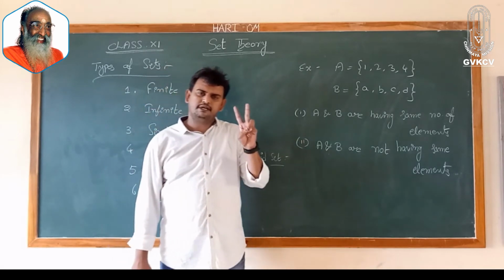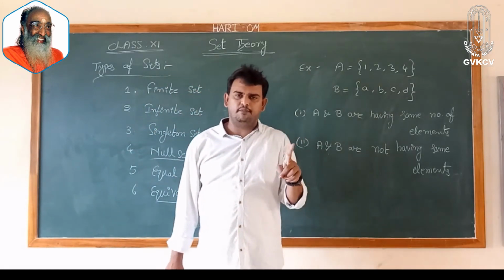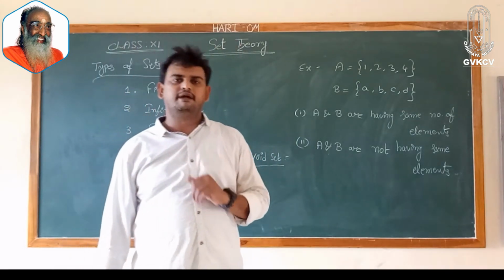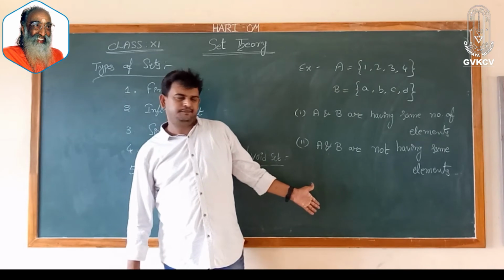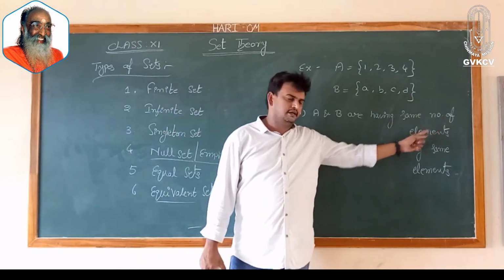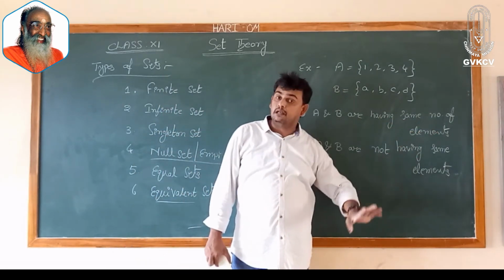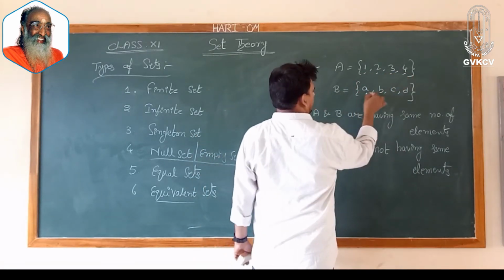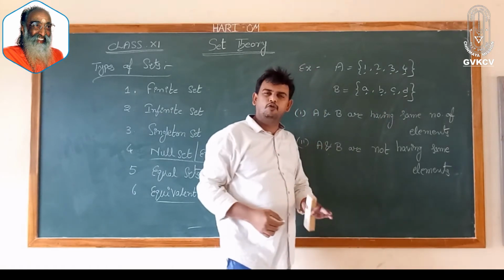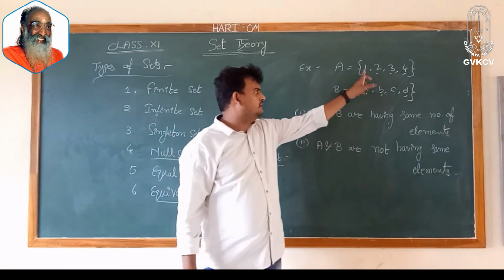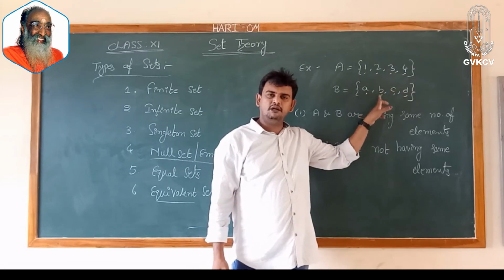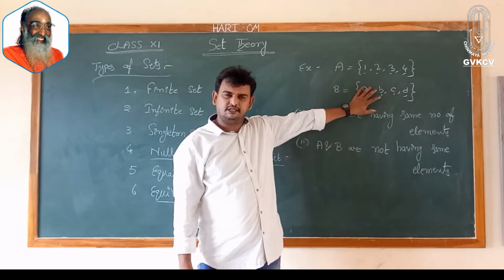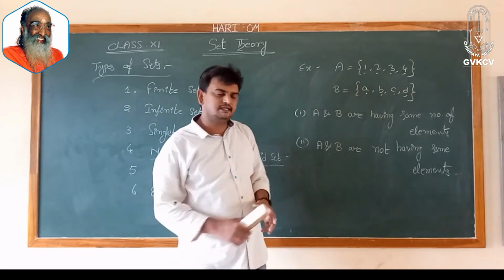Equal sets means it should satisfy two conditions. Condition number 1, same number of elements. Condition number 2, same elements. Equivalent sets, same number of elements but not same elements. Here I have 1, 2, 3, 4 and 1, 2, 3, 4. Both are having 4 elements. But here the elements I have 1, 2, 3, 4, and here the elements I have A, B, C, D. So this kind of sets are nothing but called equivalent sets.